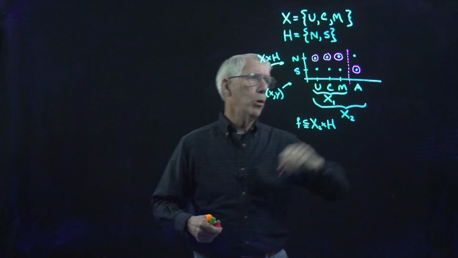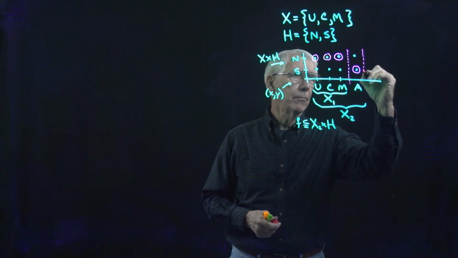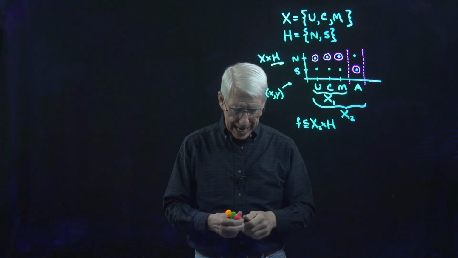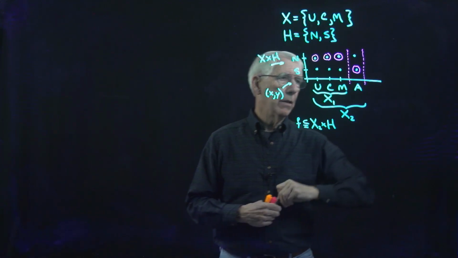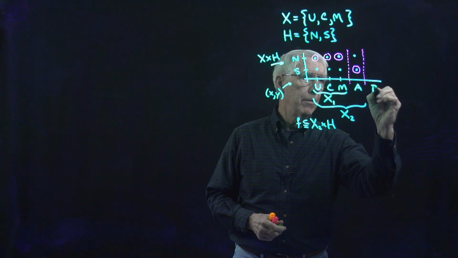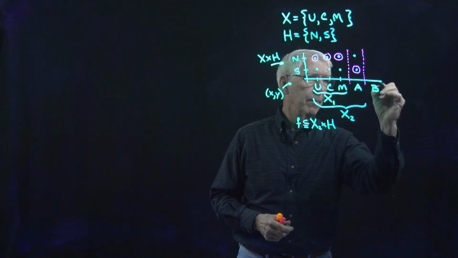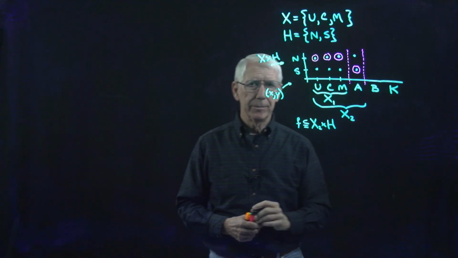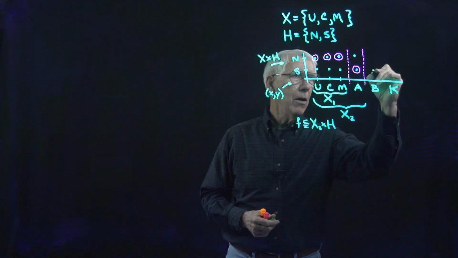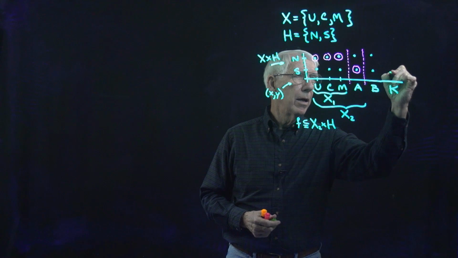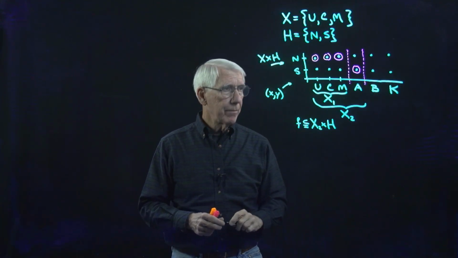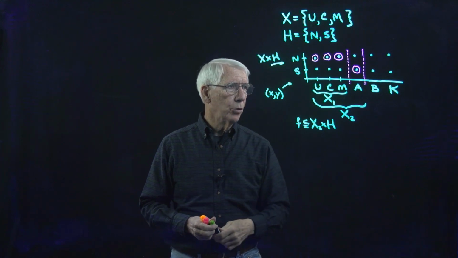And now I'm going to do one more thing, and that is I'm going to add in here the country Brazil. Let's also add in the country Kenya. Okay, so now x cross y has 12 elements in it, 6 times 2.